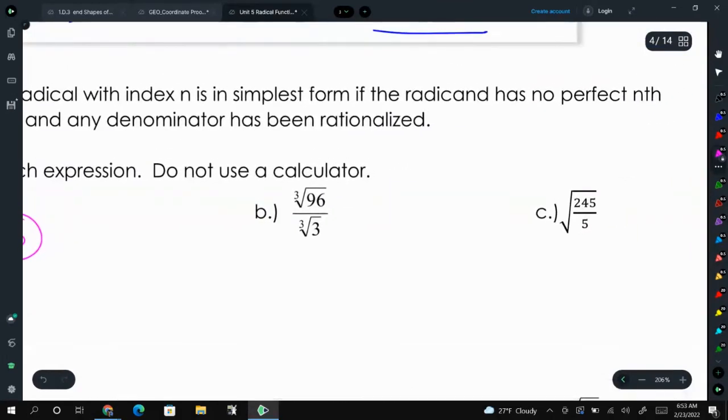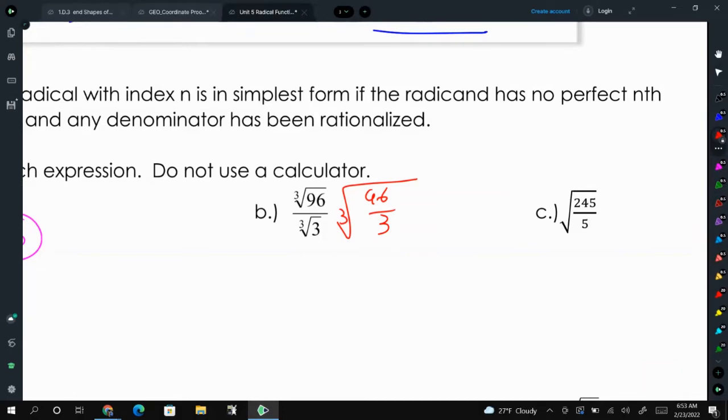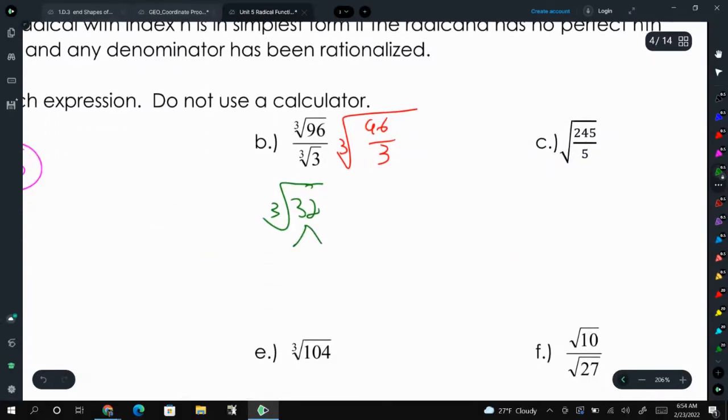In letter B, one of our rules is that you can write this under one radical, and then we can simplify 96 divided by 3, and that gets us 32. So this can be rewritten as the third root of 32. Now can we break this up into a number that we could take the cube root of? Not the square root, because you might be thinking, oh, 16 and 2. If we were in square root land, that would be okay. But now we are in cube root land, so we want to divide this up into a perfect cube. We can do the cube root of 8 times the cube root of 4.